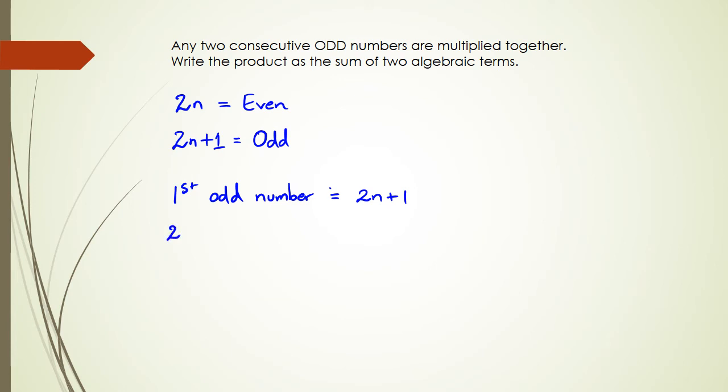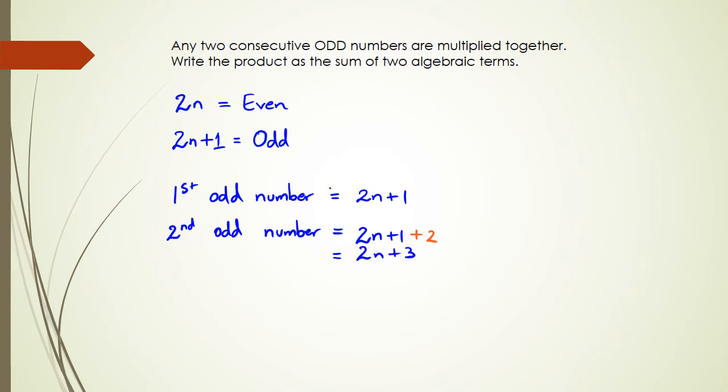Now, the second odd number is going to be whatever your first number is plus 2 to it. Because if you think about it, if you have an odd number of 5, the next odd number would be 7, because 2 is added onto it. So in this case, I'm going to have my first odd number plus another 2 for the second odd number. So this could be written as 2n plus 3.